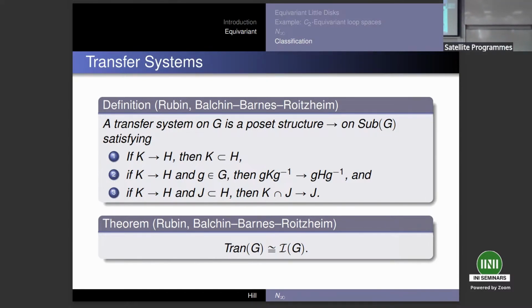Second, it's equivariant for the conjugation action on the subgroup lattice. So if K transfers to H, then the conjugate of K transfers to the conjugate of H. And then lastly, if K transfers to H and J sits inside H, then K intersect J transfers to J. So it's like an ideal under meet in the lattice.